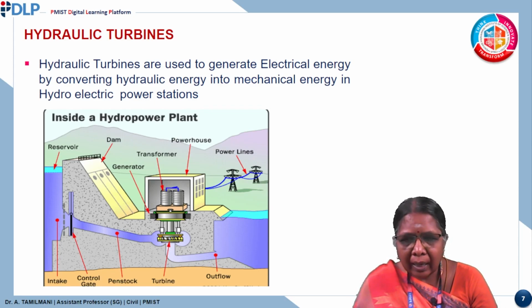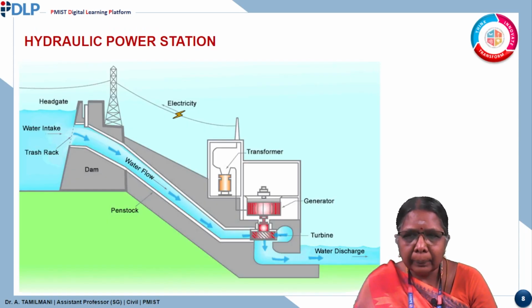Beneath the dam, a large diameter pipe called the penstock carries the water, and the water enters into the turbine. The turbine converts the kinetic energy of water into mechanical energy, that is rotational energy. This mechanical energy is converted into electrical energy using a generator.